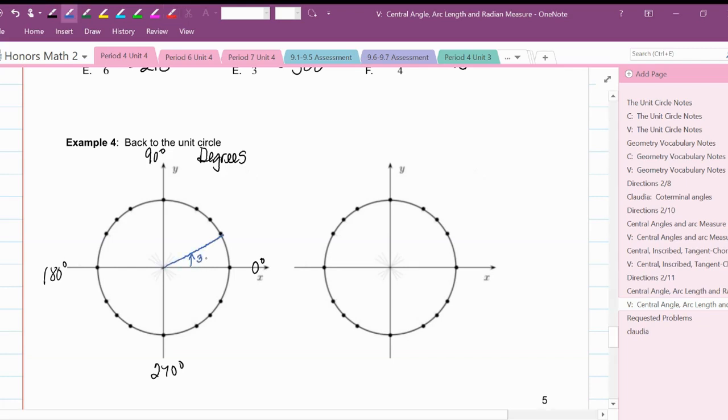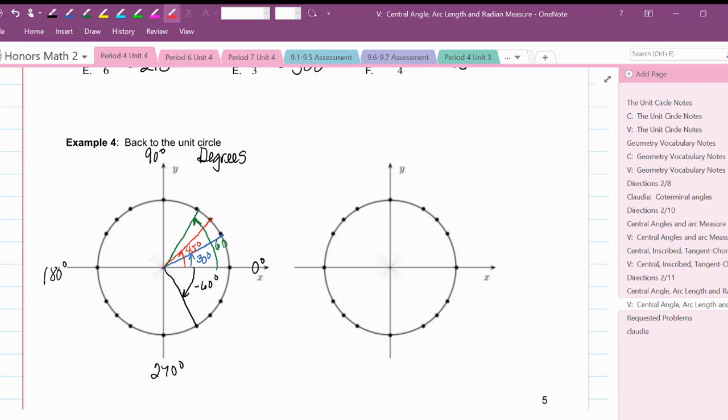This would be our 30 degree, 45 degree, and then we had our 60 degree, where we could even do negative 60 degrees.